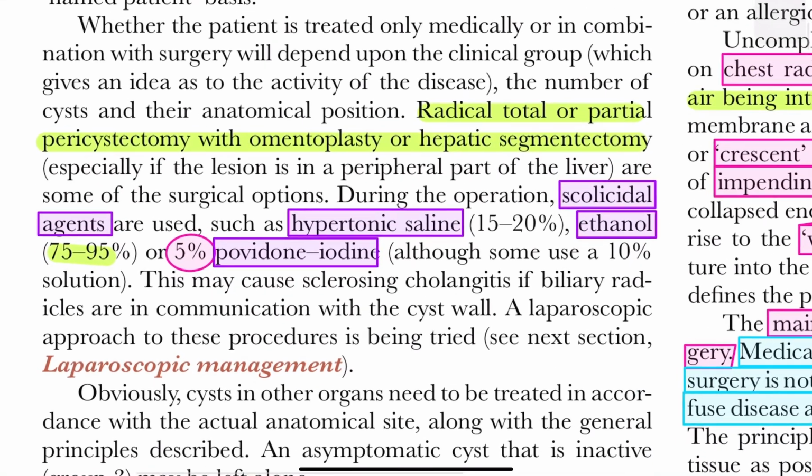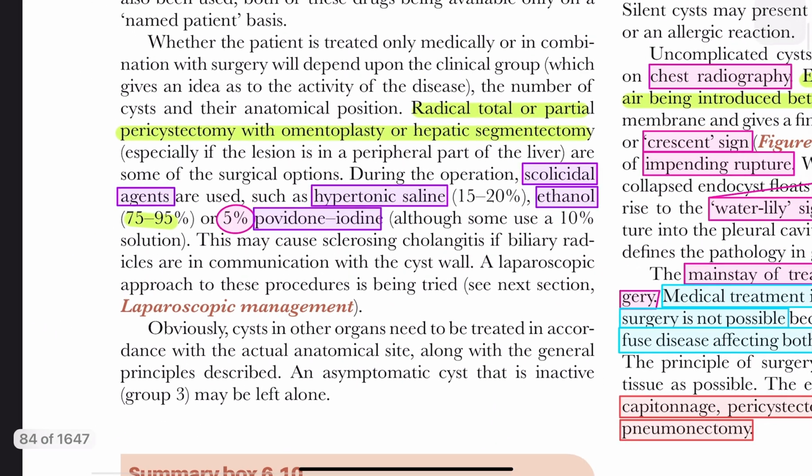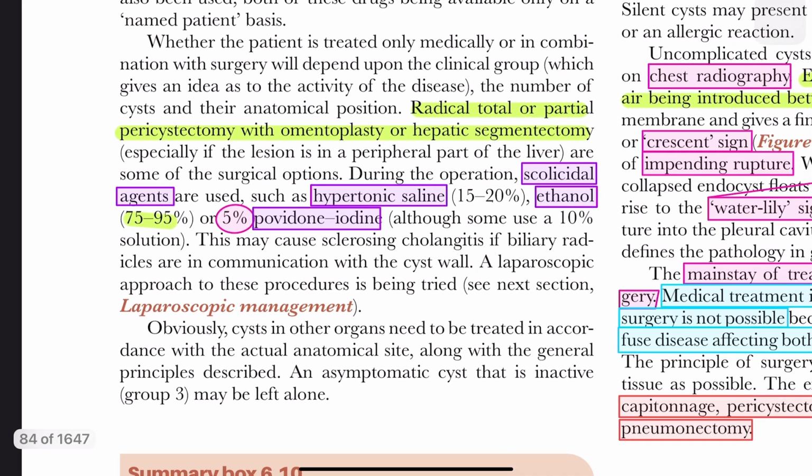Now comes the scolicidal agents. Hypertonic saline 15 to 20%, the 20% is specific, ethanol 95%, and povidone iodine 5% they have given. But as Blumgart says, you should never use povidone iodine.